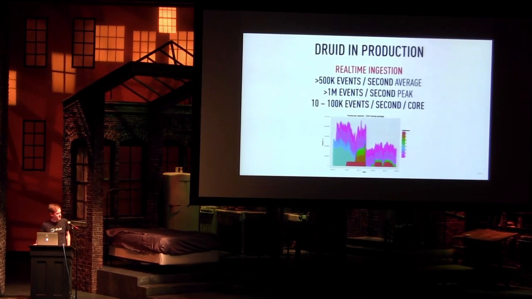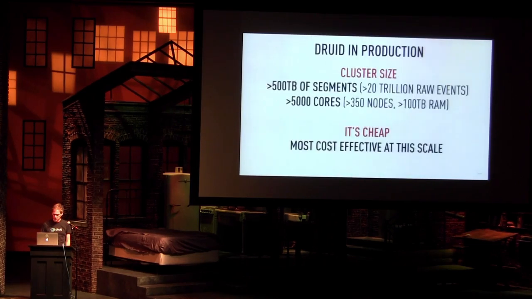The performance is per core about 10 to 100,000 events per second. And the reason for that big range is that 100,000 events per second is what you get with very simple data or in benchmarks, and 10,000 events per second is what you get with more complex data in the real world.